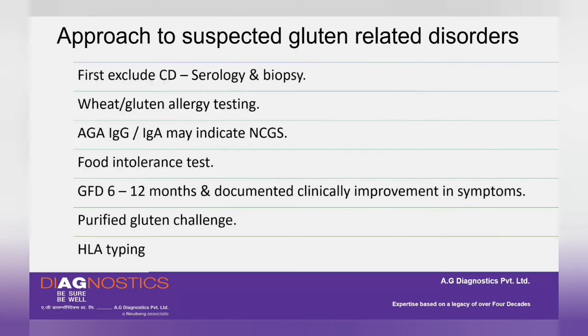Now, like I said, from the lab, the first would be to exclude celiac disease by serology and biopsy, then go towards wheat or gluten allergy testing, after which you can do the anti-gliadin antibody testing, which may indicate an NCGS, and then you can offer a food intolerance test to these patients. Then, like I already mentioned earlier, the gluten-free diet trial can be done. A purified gluten challenge can be given to the patient. And last but not the least, there's HLA typing for the subclinical group, CD group.